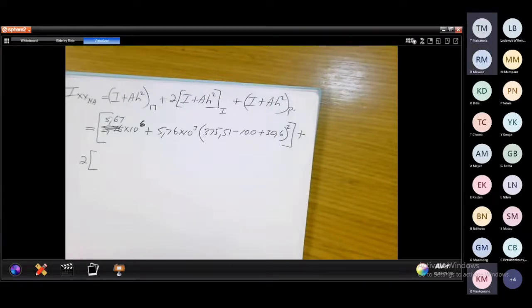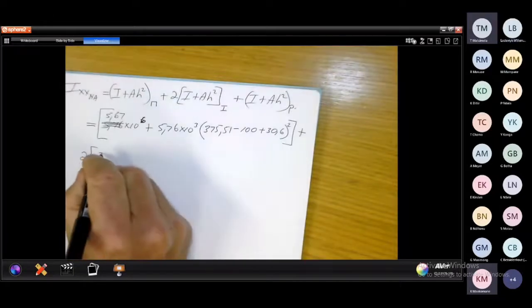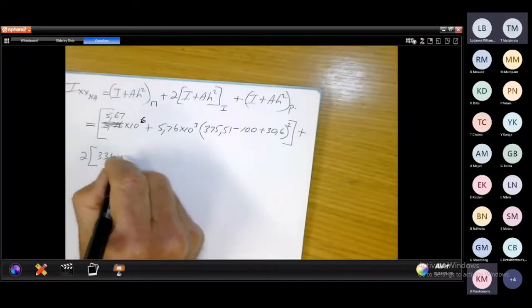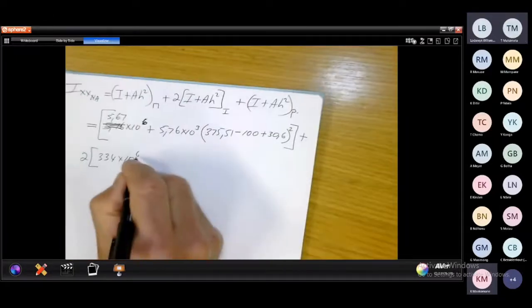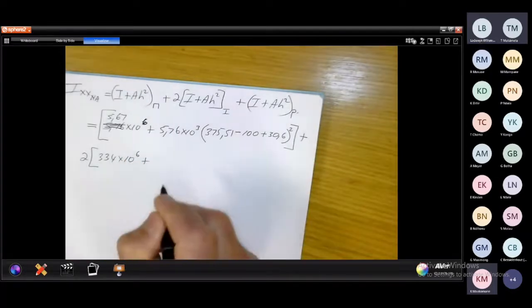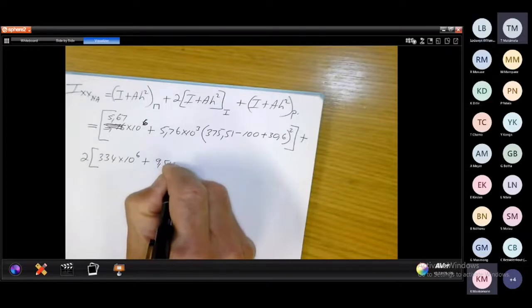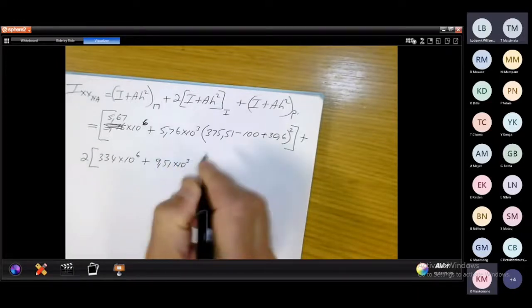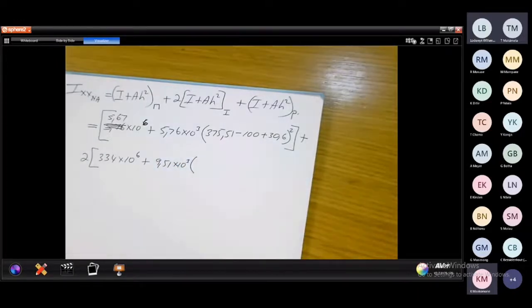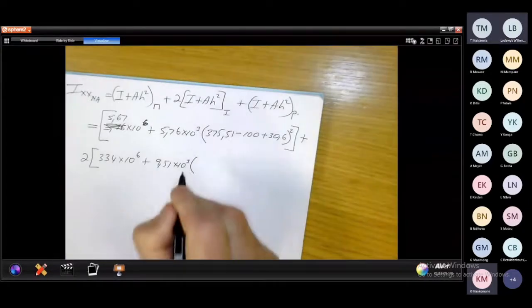Three, 3, 4. 334 times 10 to the power 6. Plus, we know the area, we have done that already, 9.51 times 10 to the power 3. Right, when h is equal to what? You can tell me what is h? H will be what?